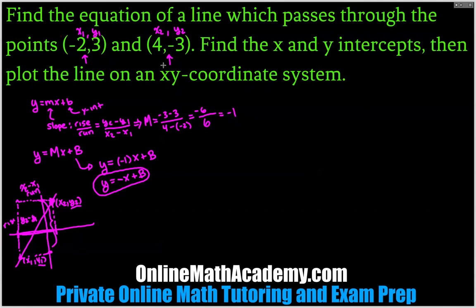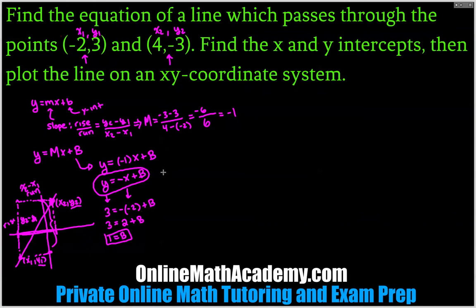So you could use either one of the points I have little pink arrows pointing to. I'm going to choose negative 2 comma 3. And I'm going to temporarily sub that in for x and y. So it's going to be 3 equals negative, and then x is negative 2 plus b. Okay, so let's simplify that a little bit. So 3 equals negative times negative 2 is positive 2 plus b. So we subtract 2 from both sides, and we get that b is equal to 1. B is equal to 1.